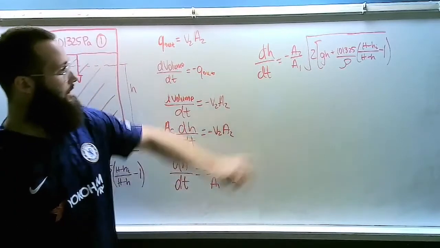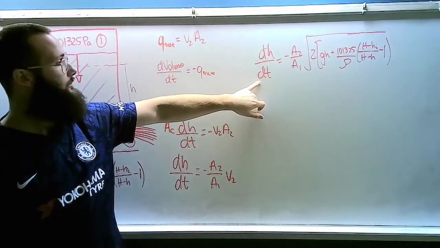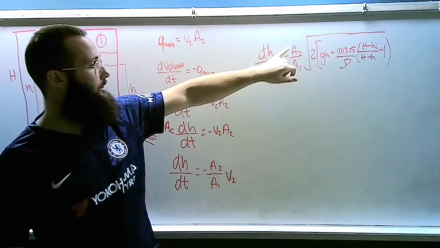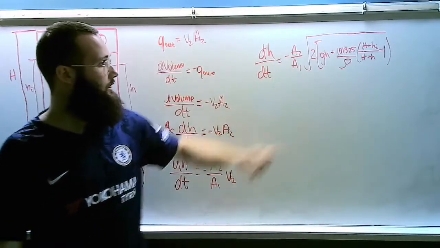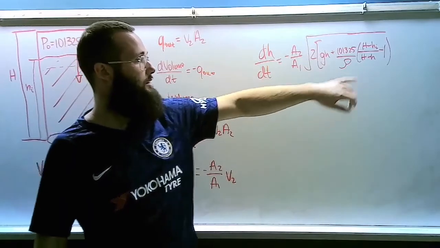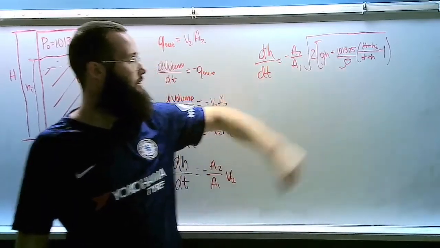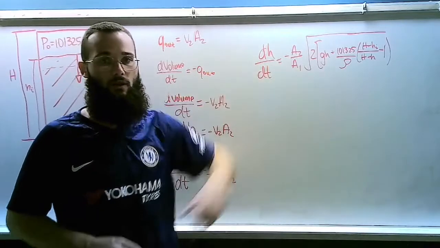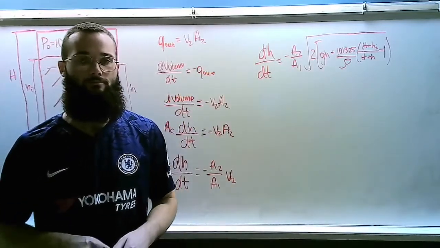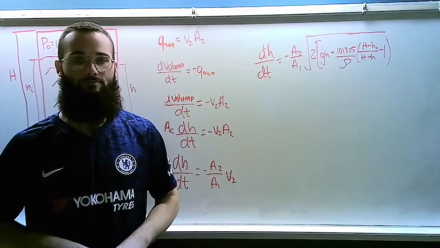So as you can see, we finally related it to differential time, and we have area at 2 and the area at 1, which are both constant. We have g, which is a constant, rho, which is a constant. So the only thing that is not constant is the h, and that h is what we're going to solve for. So now on to the coding part.